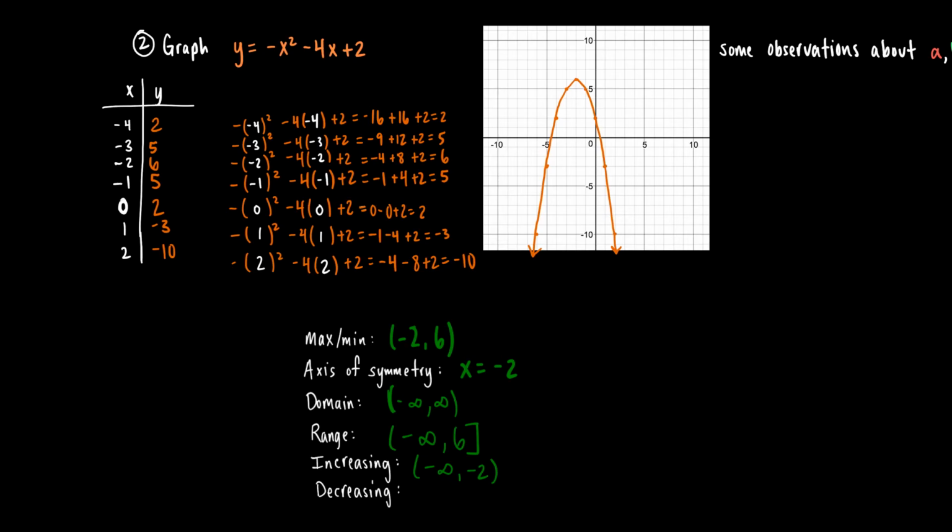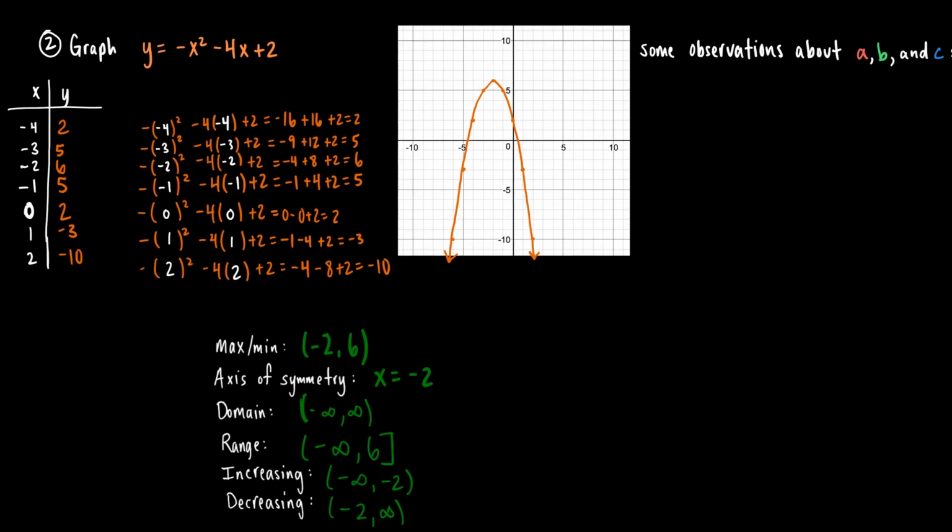Okay, how about decreasing? So decreasing, I'm going to say starting at -2 all the way until infinity. So if you pick any x value to the right of this point right here, anything over here, you're going to be decreasing as you go along these x values. So that's where we're decreasing. Okay? All right, so that's that.